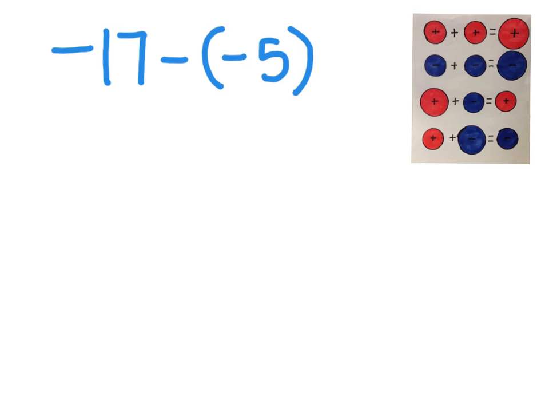Example 2 from the handout says negative 17 minus negative 5. If we go with that same method of keep, change, change, I would keep negative 17. I would change this subtraction symbol to be addition. And then I would also change negative 5 to be a positive 5. And for the positive numbers, I'm only writing the digit. I'm not writing another positive sign.